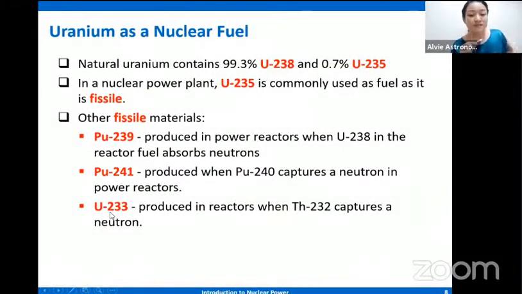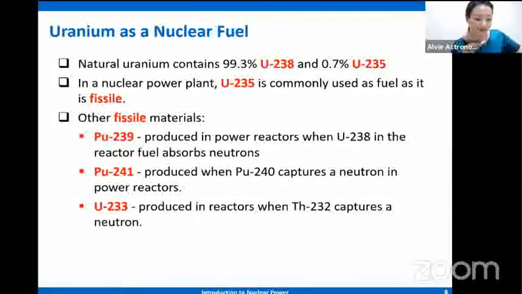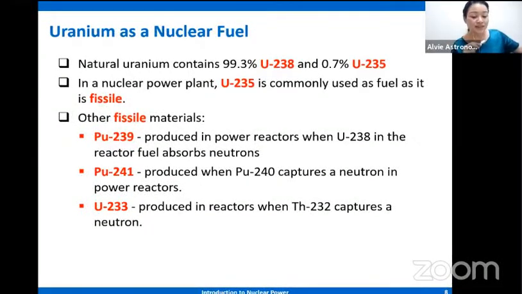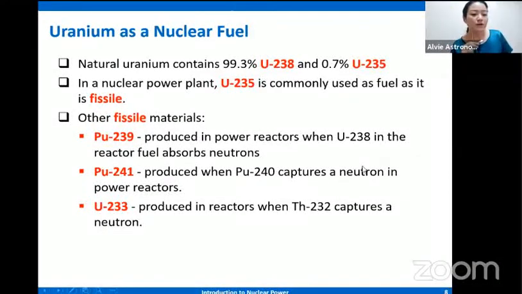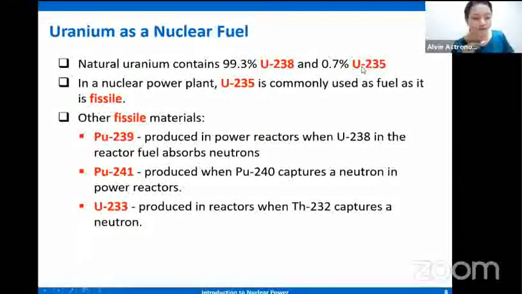Another fissile material or fuel material that is being explored is uranium-233, which comes from a natural source, thorium-232. And this can be produced only if thorium-232 is irradiated in a reactor. It transmutes and decays into uranium-233. So most commercial power plants right now are running with uranium-235 as the main fuel.